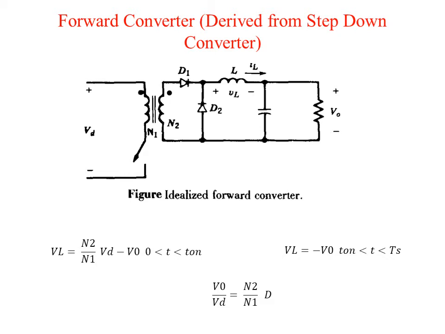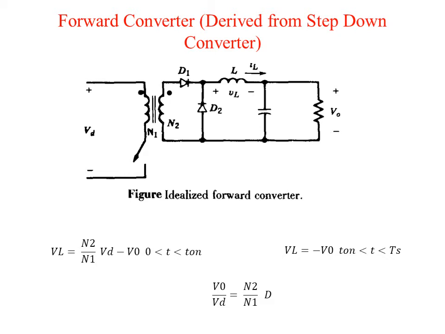when the switch is on, D1 becomes forward biased and D2 becomes reverse biased as shown in figure. At that time, the voltage VL across the inductor is equal to N2 divided by N1, where N2 is the number of turns on the secondary side of the transformer and N1 is the number of turns on the primary side of the transformer, times VD minus V0. VD is the input voltage and V0 is the output voltage, for an interval T greater than 0 and less than T on, which is positive. Therefore, at this time, the current flowing through the inductor, that is IL, increases.